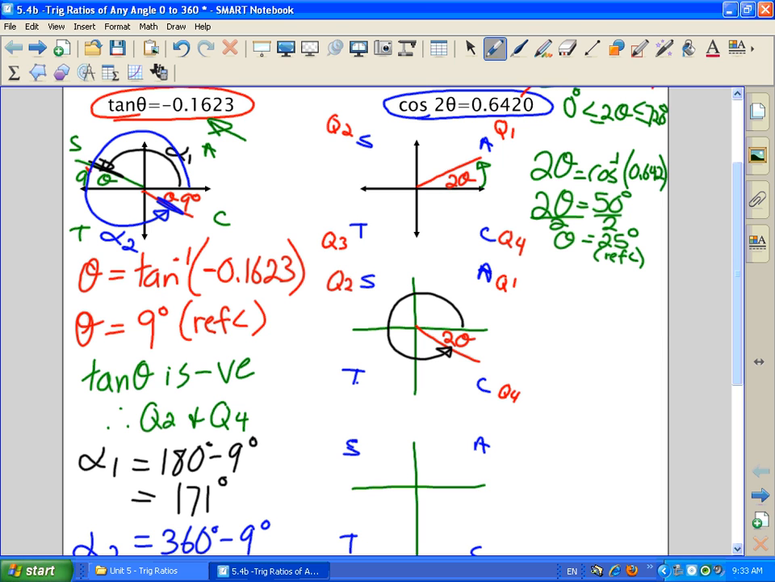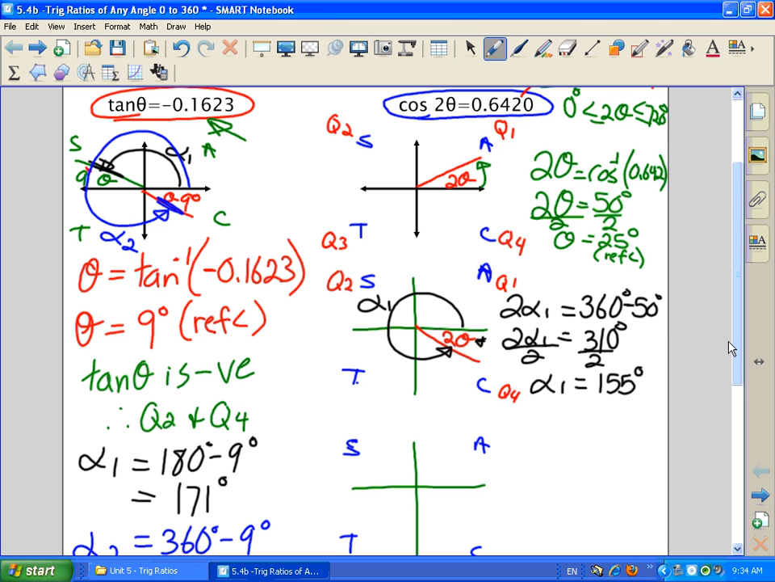Okay, and let's call that theta 1. The thing we need to remember, folks, is it's a proportion of 2. So instead of theta 1, I'm writing down 2 theta 1, because that's what this value is based on, the 0.6420. Okay, so 2 theta 1 equals 360, subtract 50 degrees. So 2 theta 1 equals 310 degrees. And again, to get theta 1, you divide both sides by 2. So in this case, theta 1 equals 155 degrees.